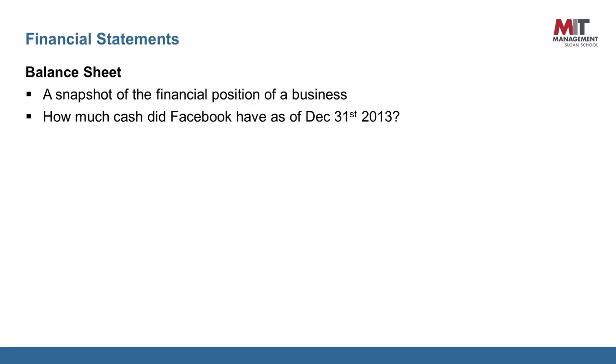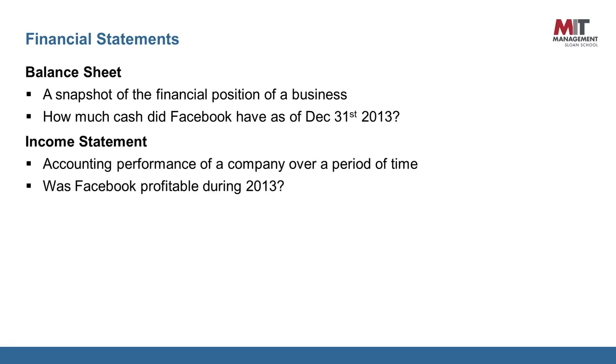What components are there in a set of financial statements? First, there is the balance sheet. This is a snapshot of the financial position of a business. If you went to Facebook and looked at their bank account on December 31st, 2013, how much cash did they have? What was the value of their buildings? The balance sheet provides information to these questions.